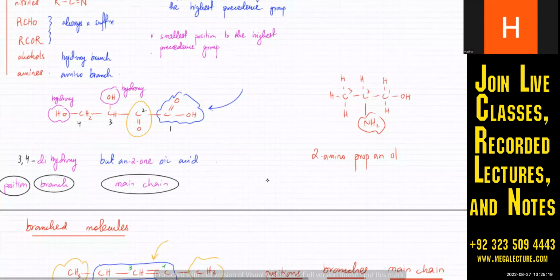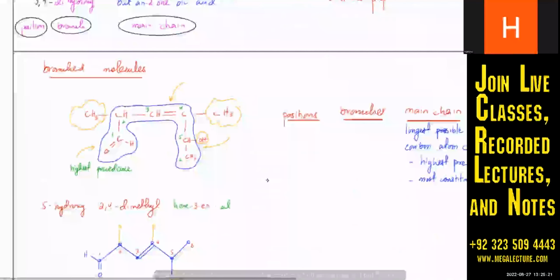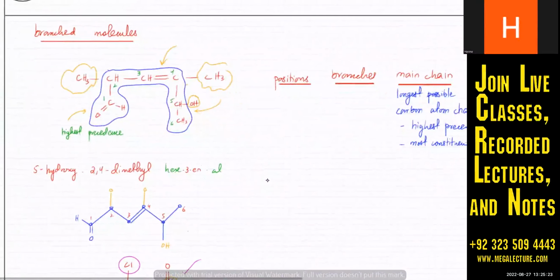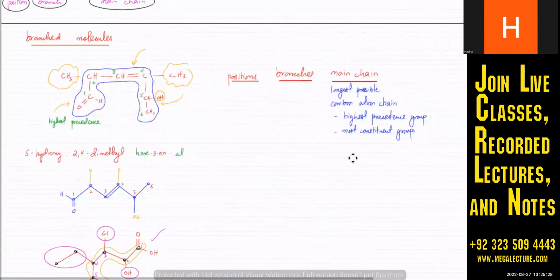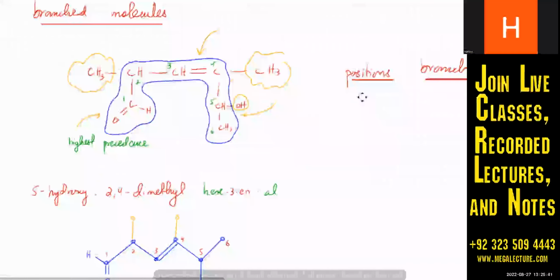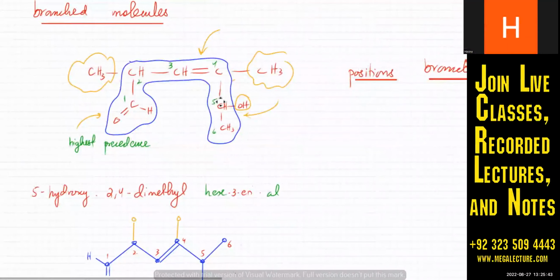As the next part, as I said, there's just a bit more of naming. If you have a branched molecule, the main chain is the longest possible carbon atom chain that has the highest precedence groups and most constituent groups, like most things on the main chain. So you want the longest possible chain with maximum things on it. So for example, you had this molecule, the biggest chain was actually this one. It's 1, 2, 3, 4, 5, 6, I think 6 carbon atoms, because it had the most things in it and it was the longest chain.